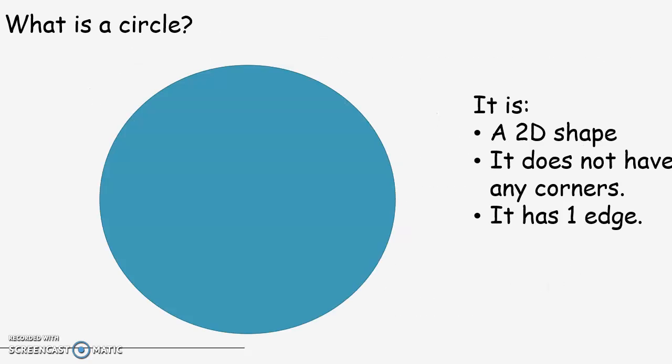Okay? So first of all, what is a circle? Well, this is really basic. This is what we do in junior infants. A circle is a 2D shape, so it's flat and we can't pick it up. It doesn't have any corners, the same way your triangle or your hexagon or any of those shapes would, and it just has one edge going the whole way around the circle.